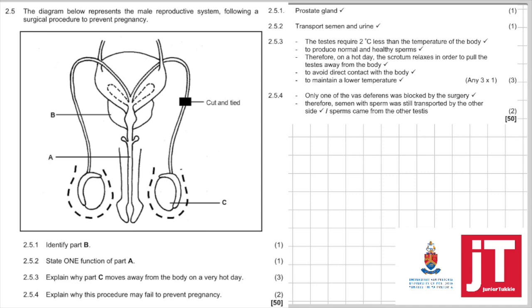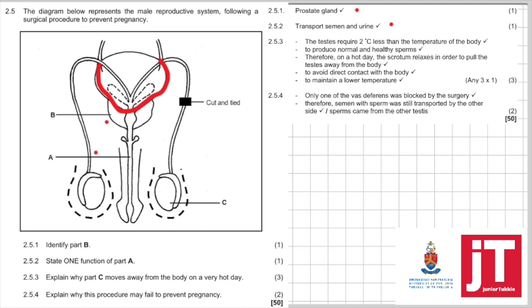2.5. The diagram below represents the male reproductive system following a surgical procedure to prevent pregnancy. 2.5.1. Identify part B. That is directly below the bladder, so that can only be the prostate gland. 2.5.2. State one function of part A. Part A is the tube in the penis, that's the urethra, transports semen and urine.